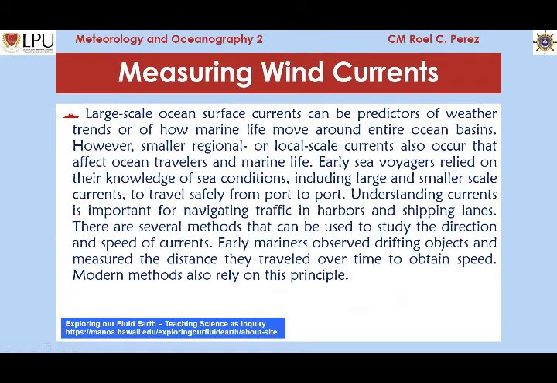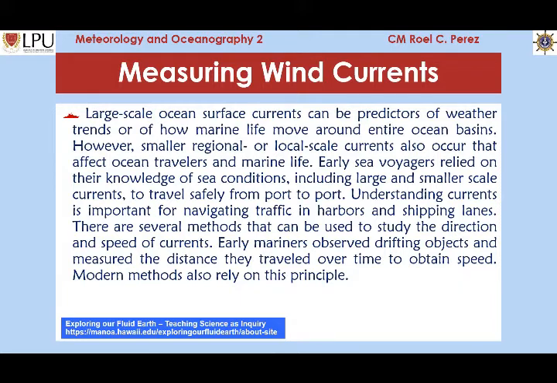Okay, measuring ocean currents. Large-scale surface currents can be predictors of weather trends or of how marine life move around entire ocean basins. However, smaller regional or local scale currents also occur that affect ocean travelers and marine life. Early sea voyagers relied on their knowledge of sea conditions, including large and smaller scale currents, to travel safely from port to port.